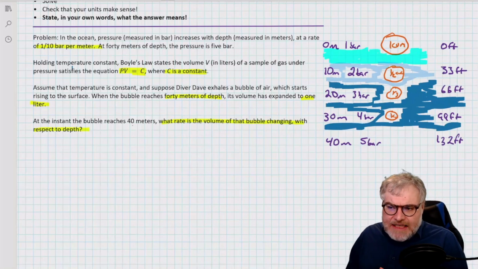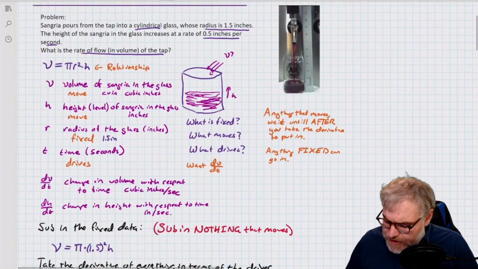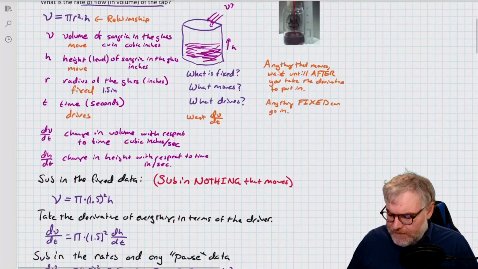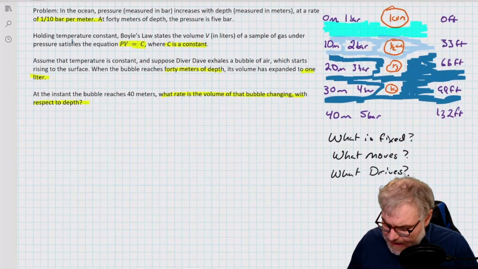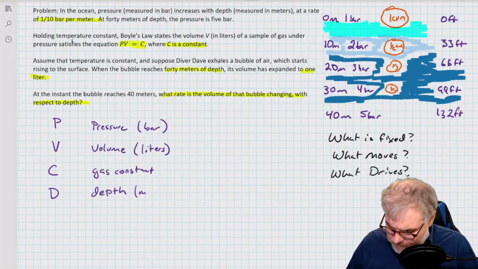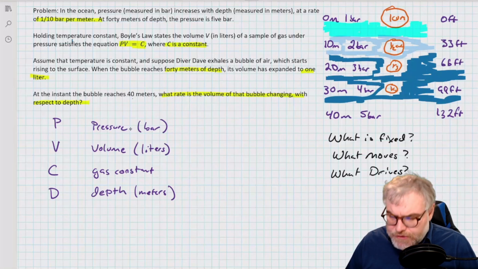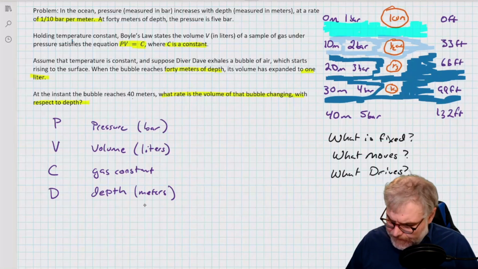So now I've got some data going on here. So let's ask the question again. We wanted to ask this question. What's fixed? What moves? What drives? Okay. So let's see. What have I got here? I've got, let's throw out some variables here. I've got pressure, volume. I've got some C constant. These things are going to change. So what's driving this is depth. That's the thing on the bottom. What rate is the volume of the bubble changing with respect to depth? So this is the driver.